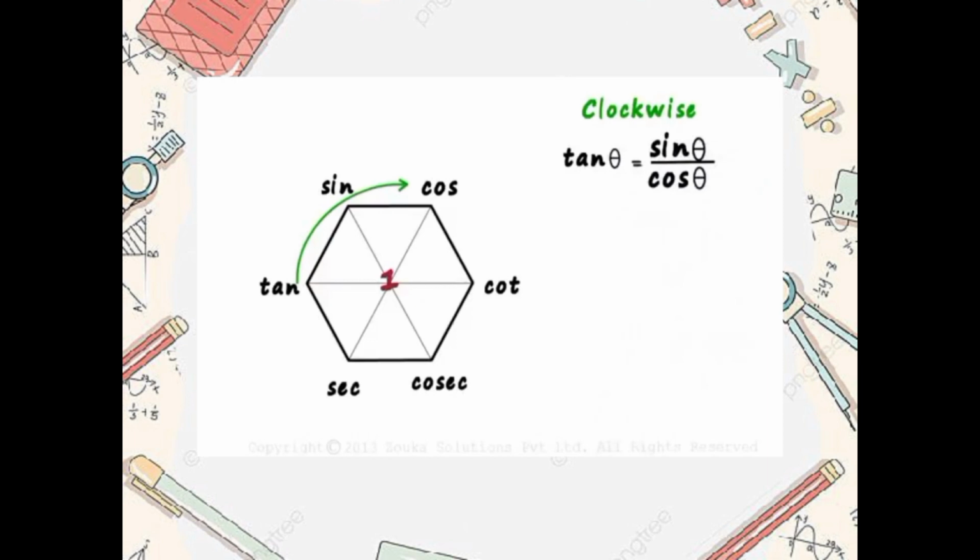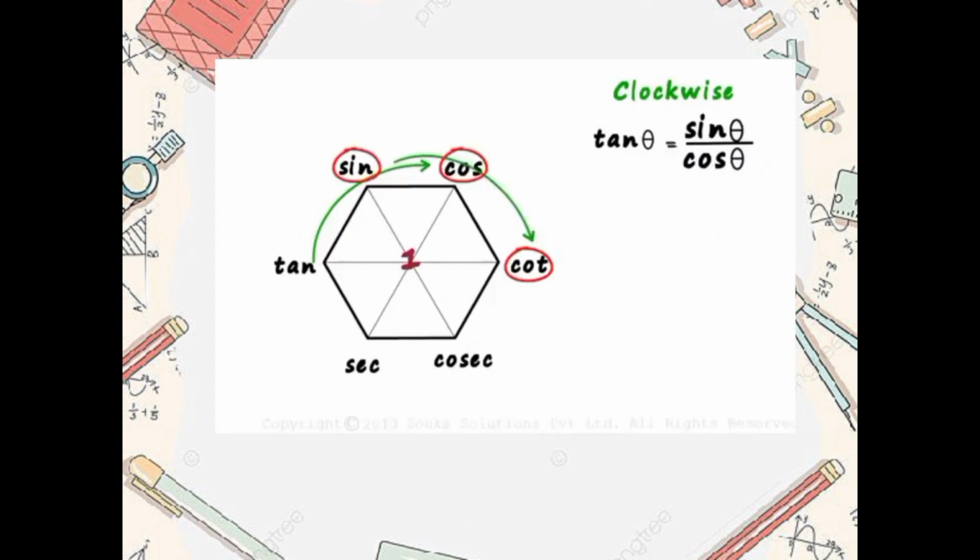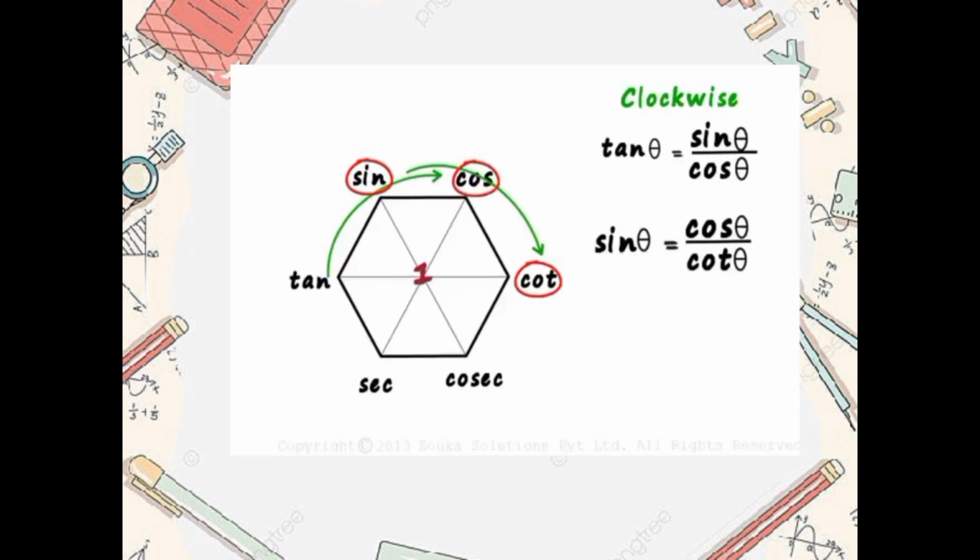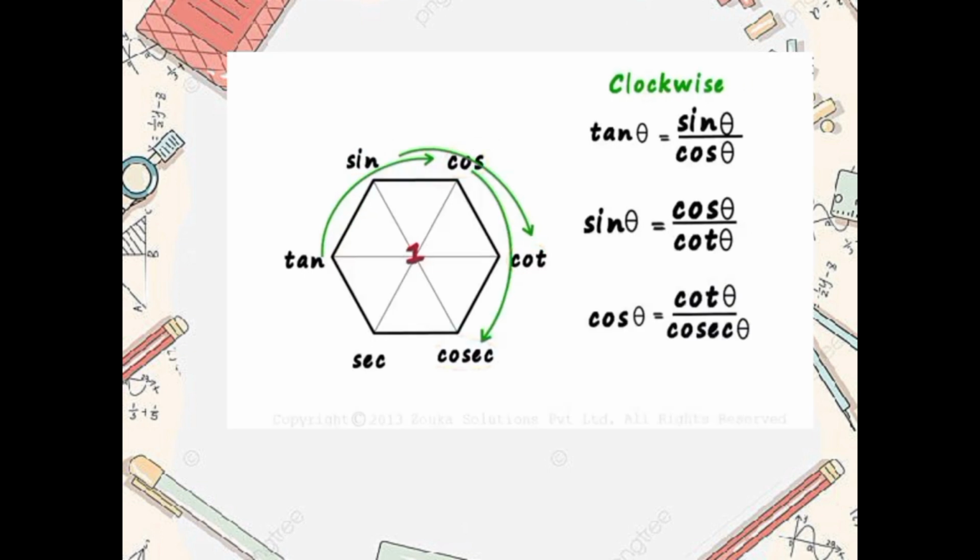Now let's see the next three functions in clockwise direction. So next, we have here now the sine, cos, and cot. So we have sine theta is equal to cos theta by cot theta. We have here the first, second, and third. So next, we have now the cos theta and cot theta and the cosec theta. So we have 1, 2, and 3, and now we have cos theta is equal to cot theta by cosec theta.